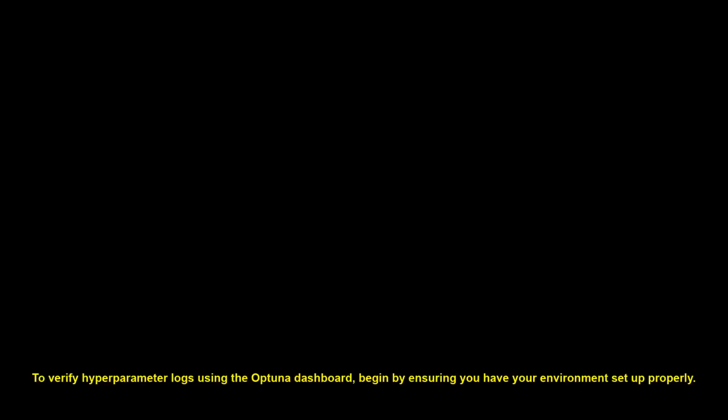To verify hyperparameter logs using the Optuna dashboard, begin by ensuring you have your environment set up properly. Install Optuna if you haven't already, using pip in your terminal. Next, create a Python script where you'll implement your machine learning model. Within your script, import the necessary libraries for Optuna and your specific model.